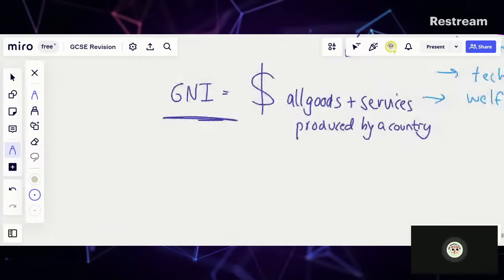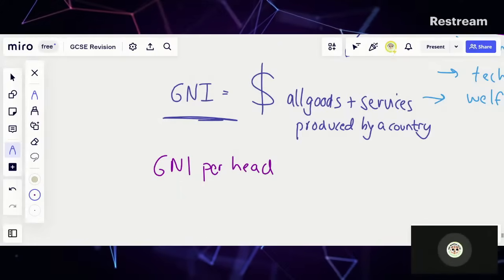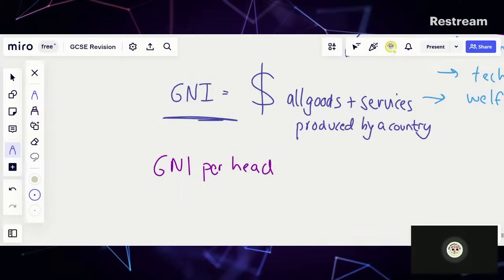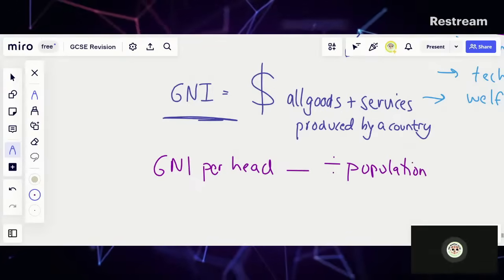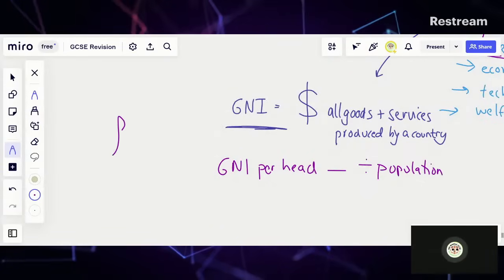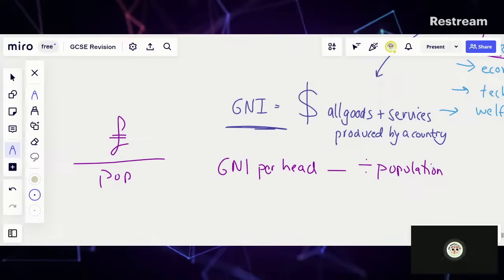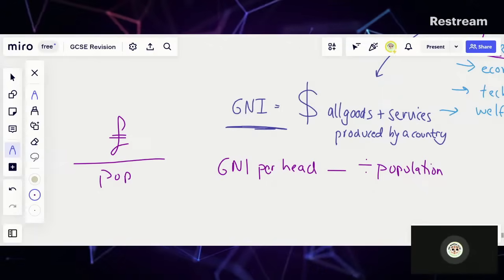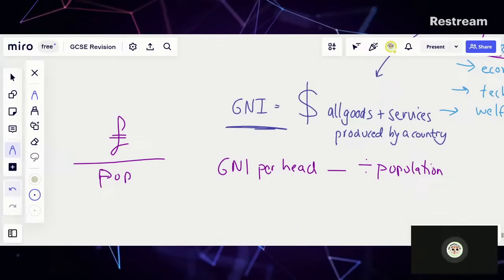Then you have GNI per head, which just means the total GNI, so the total amount of goods and services sold, therefore the total profits of a country, divided by the population of the country. So imagine in the UK, everything sold and all of the services sold, there's a total money divided by the population of the UK. Now, this is very misleading because it suggests that everyone has an equal contribution to the GNI, whereas we know that some people have a higher contribution and some people have a low contribution.